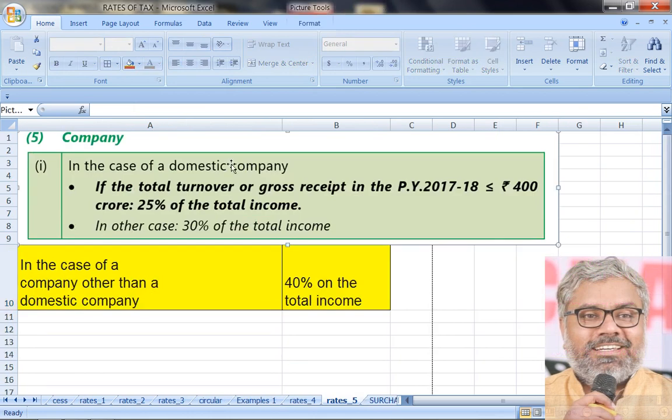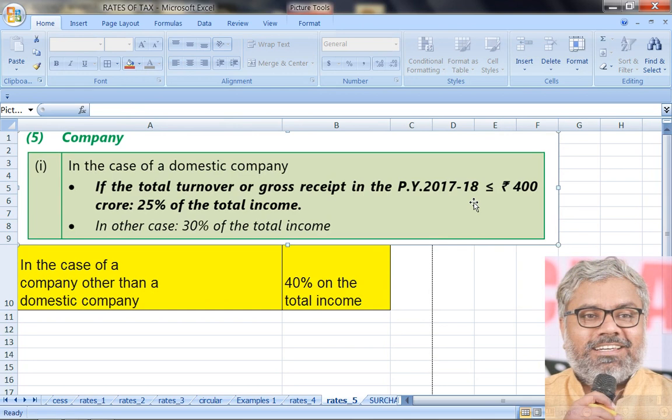Then what about company? Another very important aspect, company. So in case of a domestic company, an important point to note, if the total turnover or gross receipts, once again be very careful, are we talking about profit here? Profit means income, that is net of expenses. Are we talking about that here? No. We are talking about turnover or gross receipts in the previous year 2017-18. Once again, is it our previous year? No. Some other previous year prior to that, much before that.